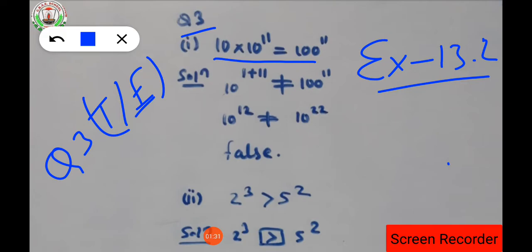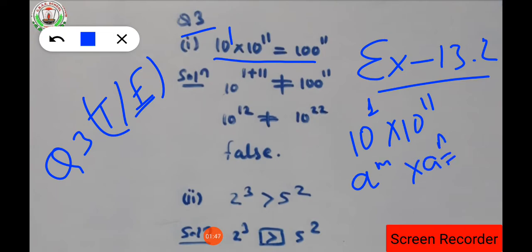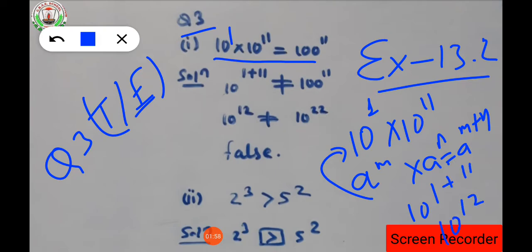Okay, so using the laws of exponent, we have here 10 to the power 1, isn't it? Nothing is written in the power of 10, that means 1 is there, into 10 to the power 11. Using the law of exponent, a to the power m into a to the power n is equal to a to the power m plus n, 10 to the power 1 plus 11 is equal to 10 to the power 12, isn't it? Now 100 to the power 11 will be 10 to the power 22.